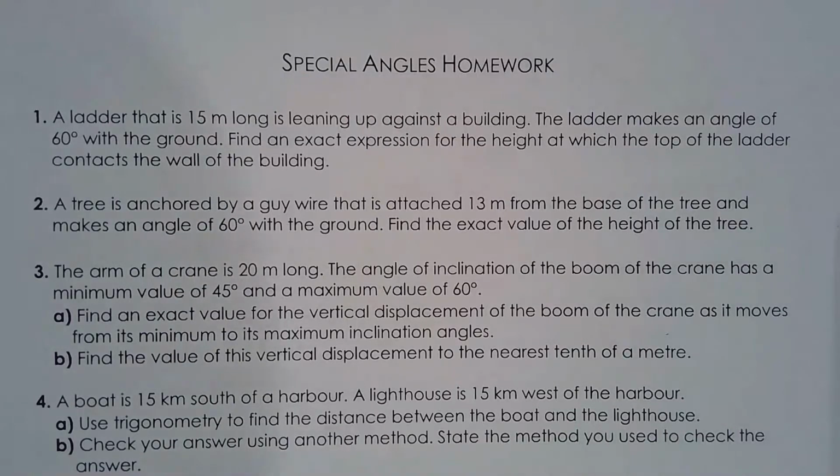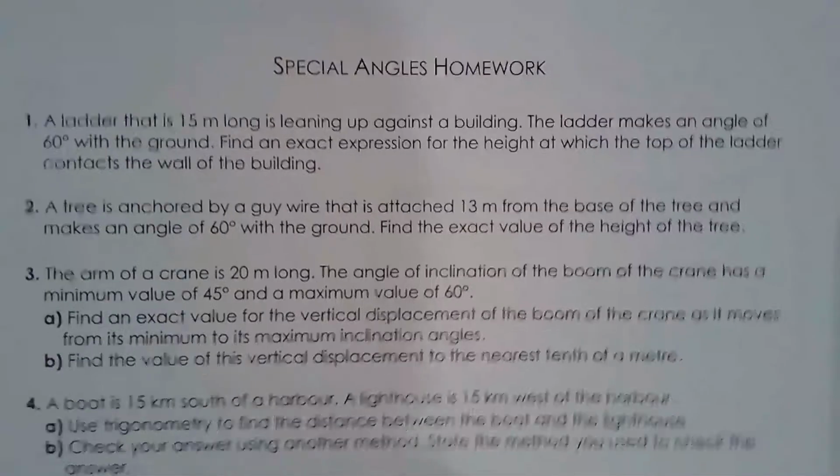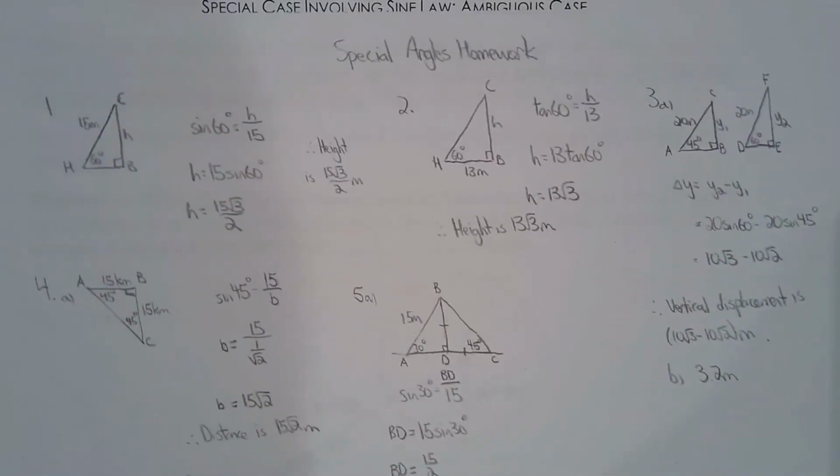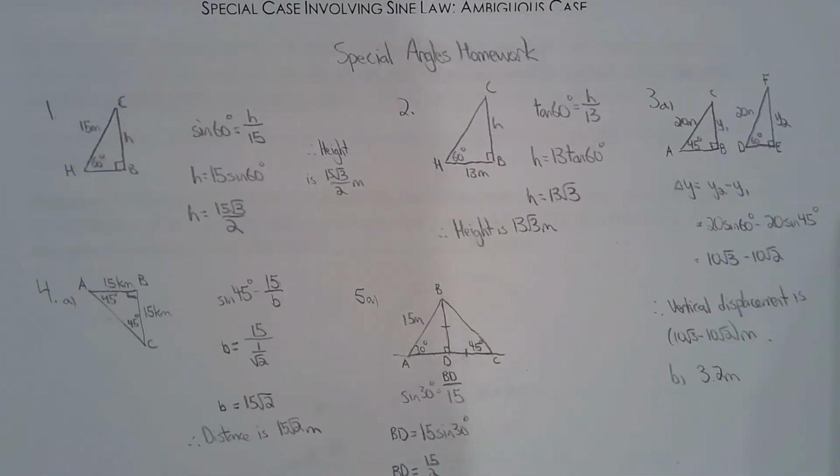In this video, we'll take up the homework for special angles. For the first question, we have a ladder that's 15 meters long and it's leaning against a building. Luckily, the angle that the ladder makes with the ground is 60 degrees, which is a special angle. So we can find the exact values for our answer. And we're going to do that by using the sine ratio because opposite over hypotenuse.